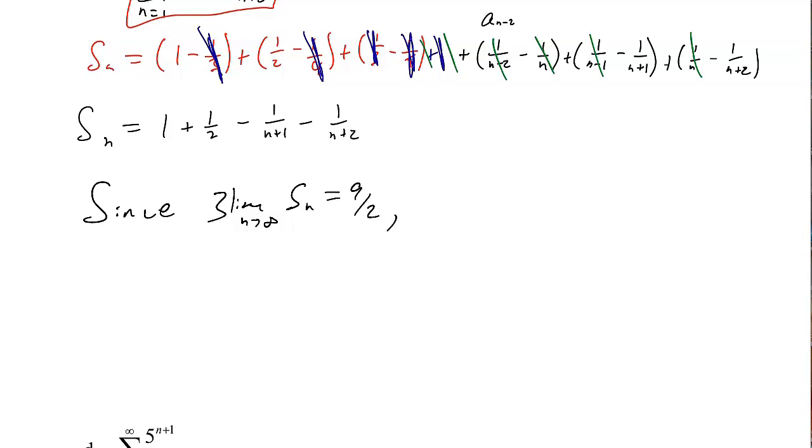So since this limit converges to 9 halves, the series converges to 9 over 2.